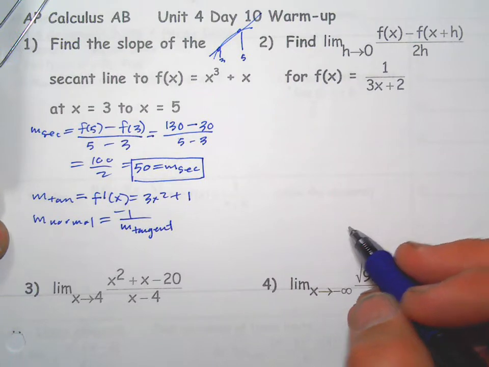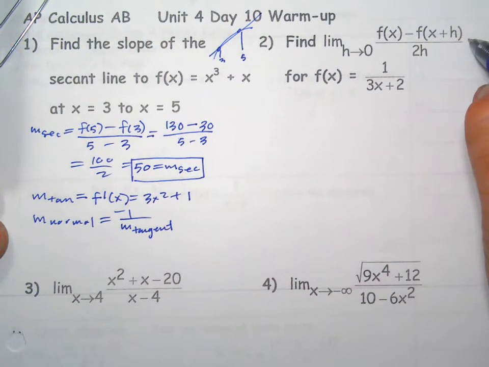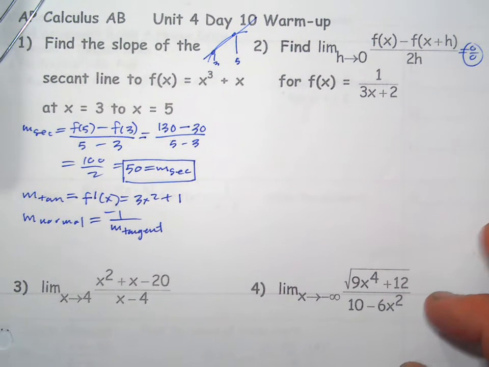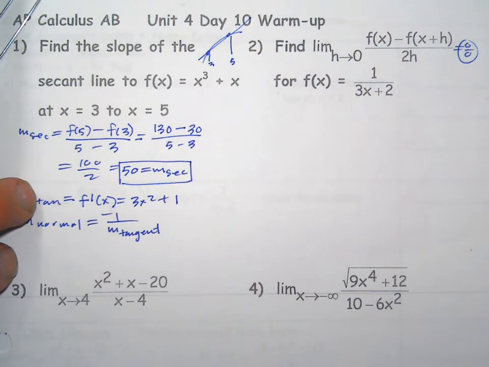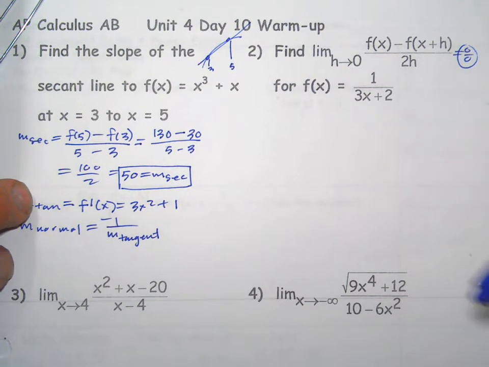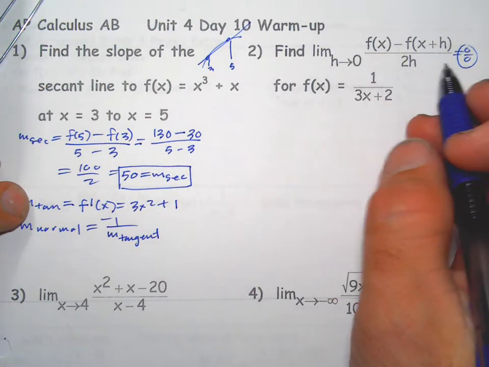Okay. Number 2, if you plug 0 in, you're going to get 0 over 0. So this is an indeterminate form. You can't do L'Hopital's rule because you don't know what the function is. It does look like the definition of the derivative, and it's close, but there's some things that are wrong with it. So we're going to do it the long way.